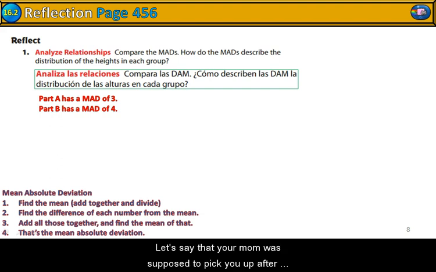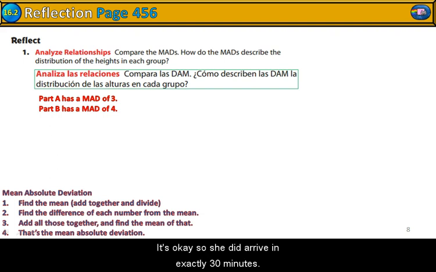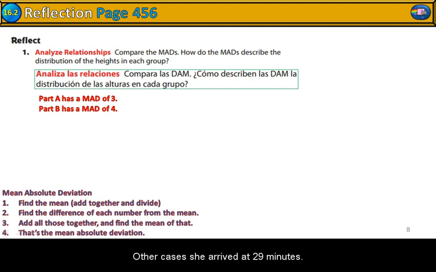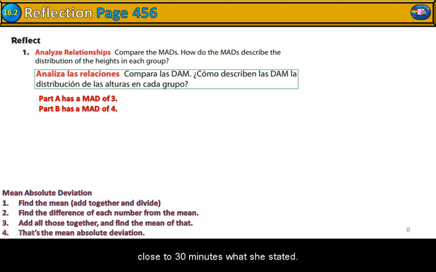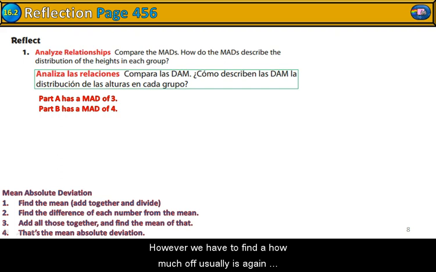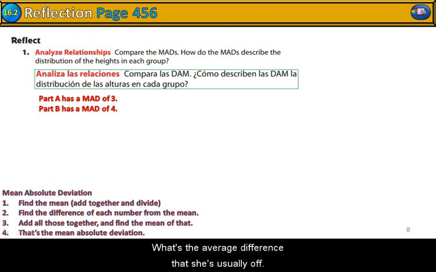Let's say that your mom was supposed to pick you up after school and says she will arrive in 30 minutes. In several cases, she did arrive in exactly 30 minutes, while in other cases she arrived at 29 minutes, 25 minutes, and in one instance she arrived at 33 minutes, and another 37 minutes. Those numbers are pretty close to the 30 minutes which she stated. However, we have to find out how much off she usually is. Again, this is the mean absolute deviation. What's the average difference that she's usually off by?